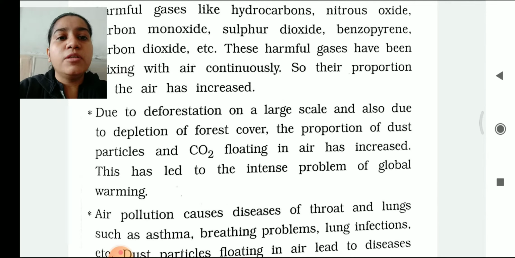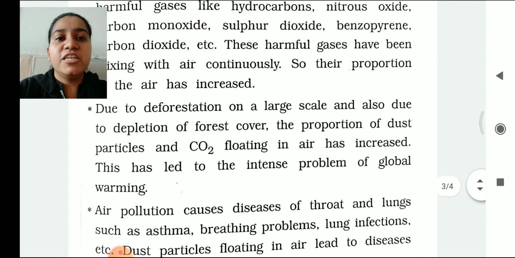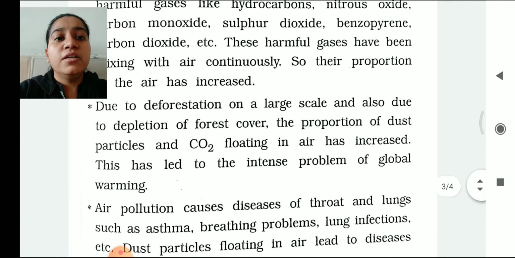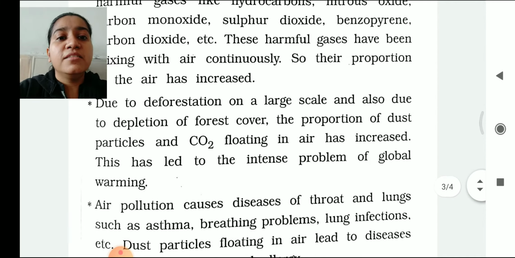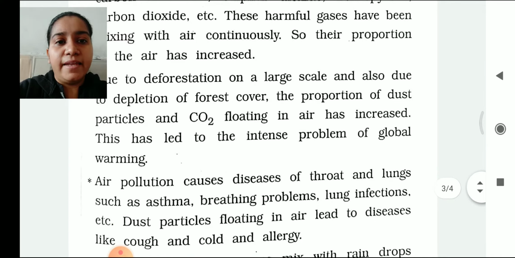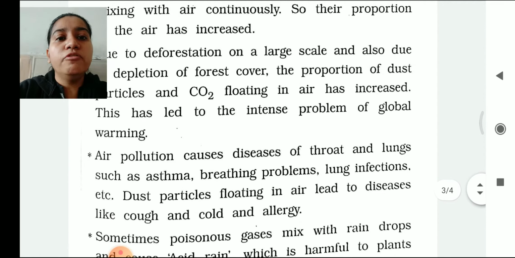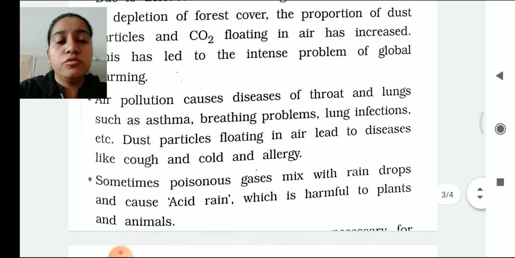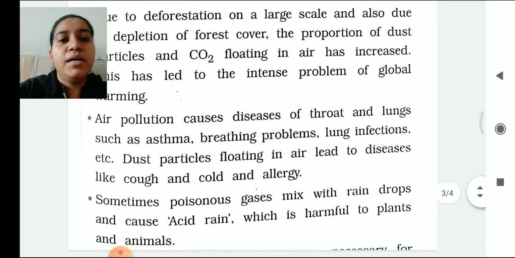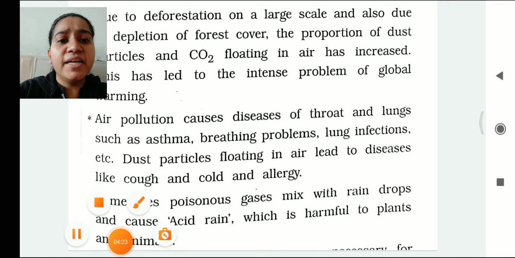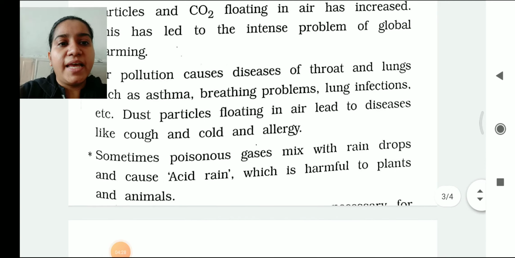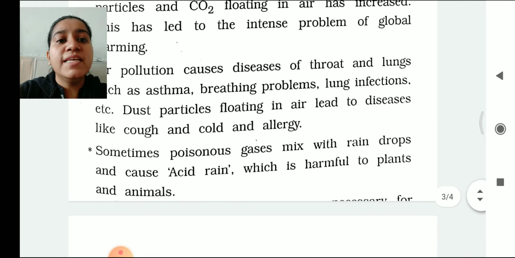As humans are heading on the path of progress and development, deforestation is also taking place on a very large scale, and hence CO2, that is carbon dioxide, and other carbon gases, the proportion of those gases are increasing in the air, and thus this leads to the global problem of global warming. Air pollution causes many diseases like diseases of the throat and lungs such as asthma, breathing problems, etc. Dust particles floating in the air lead to diseases like cold, cough and allergy. Sometimes poisonous gases mix with the raindrops and cause acid rain, which is very harmful for plants and animals.